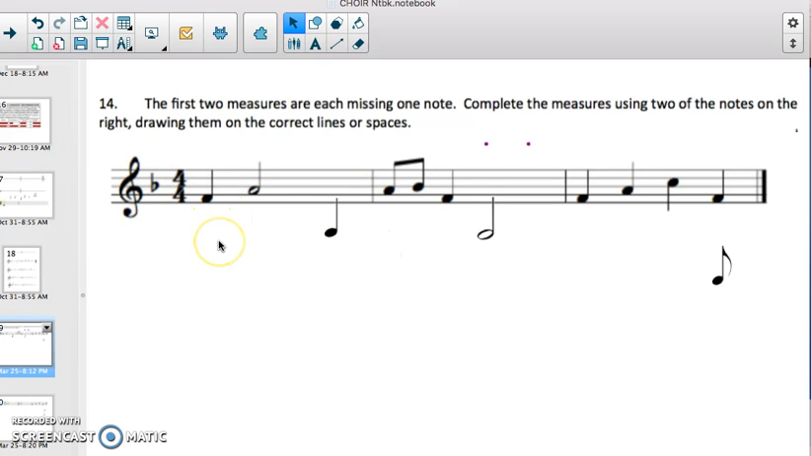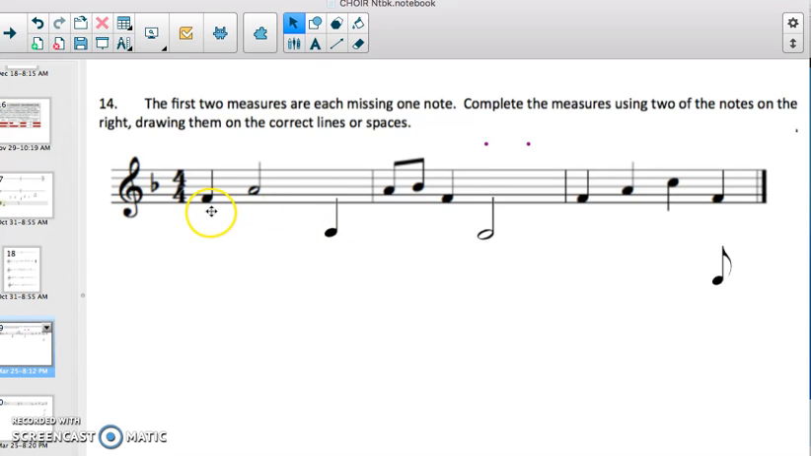1, 2, 3, 4. Here it is one more time. 1, 2, 3, 4. And if you want to hear that again, you can back it up and play it, but I'm going to give you the answer now.